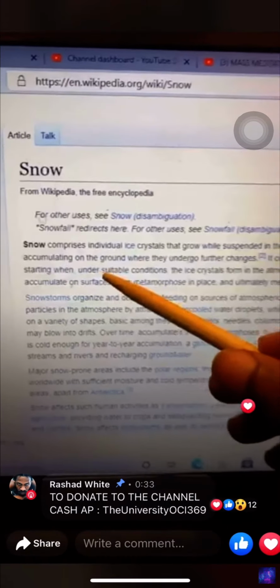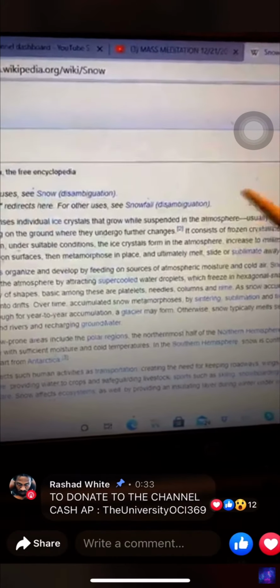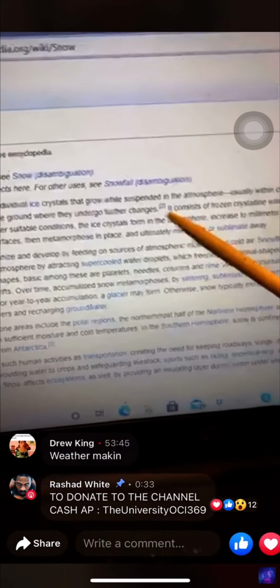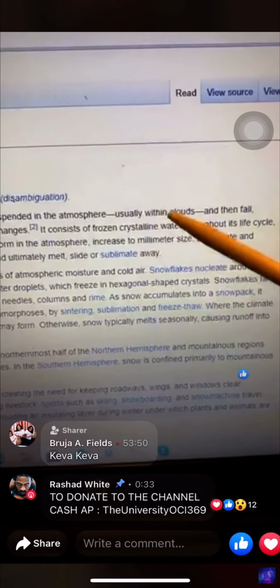Snow comprises individual ice crystals that grow while suspended in the atmosphere. So that means they're basically saying that these ice crystals grow in the air. Okay, so let's find out how they grow in the air. They say usually within the clouds.